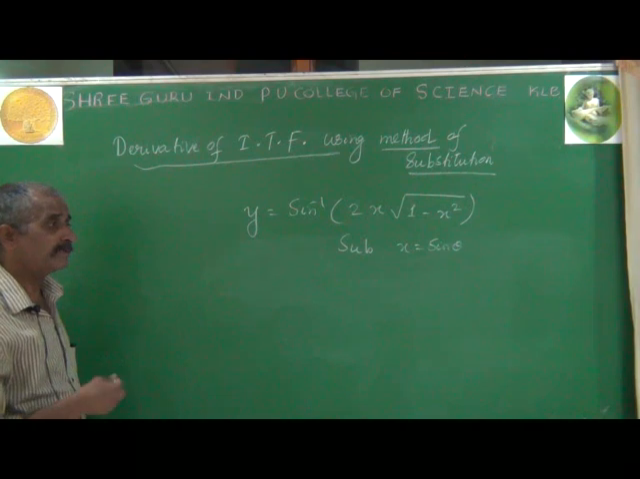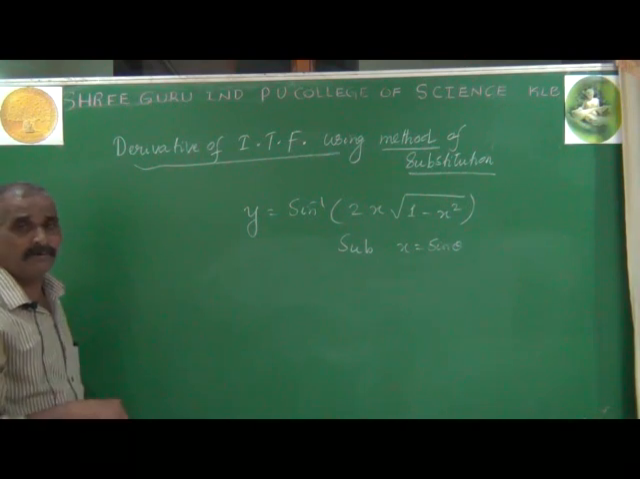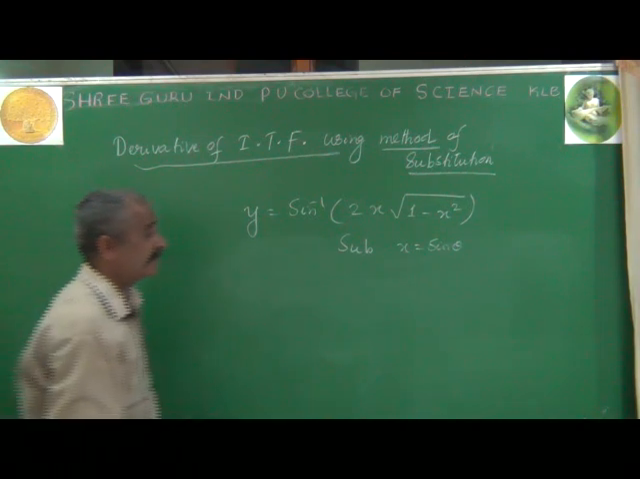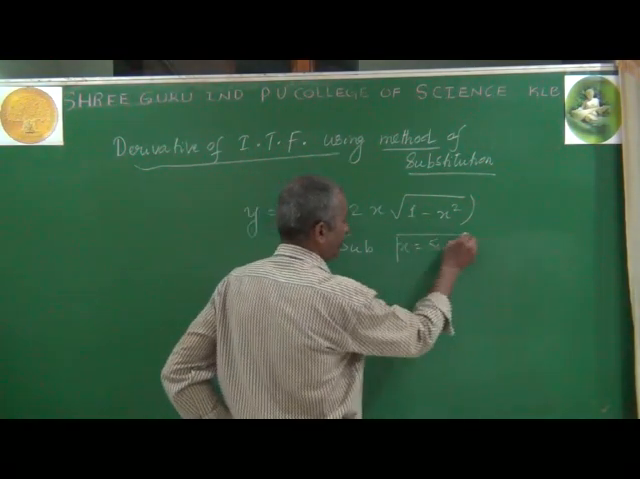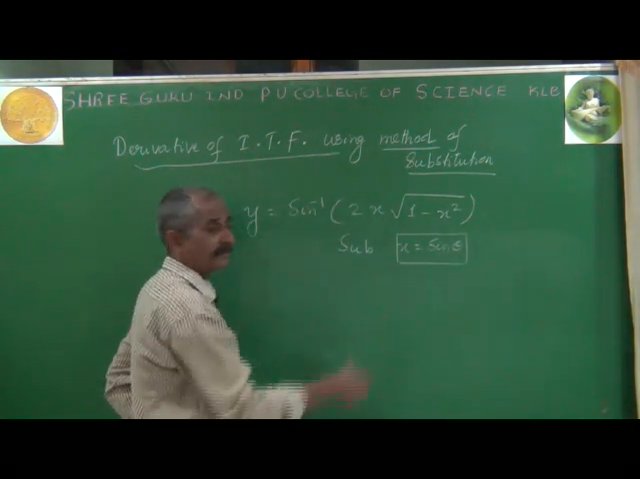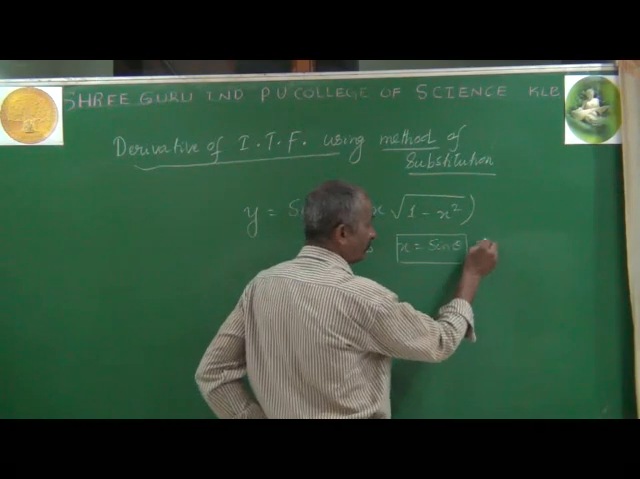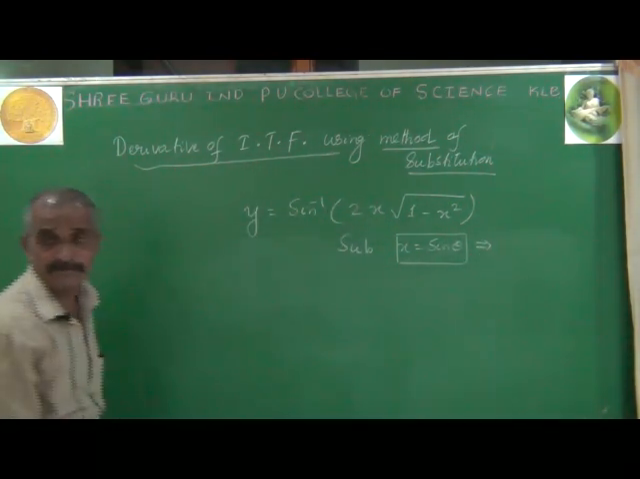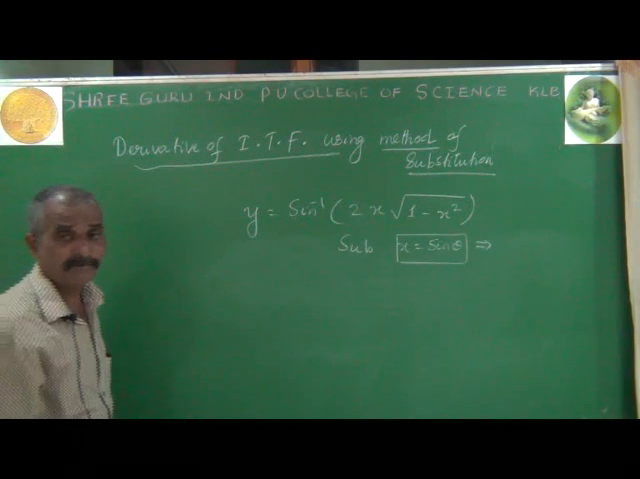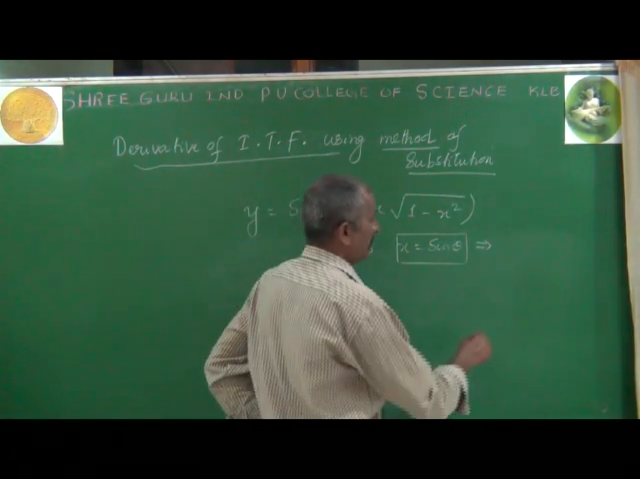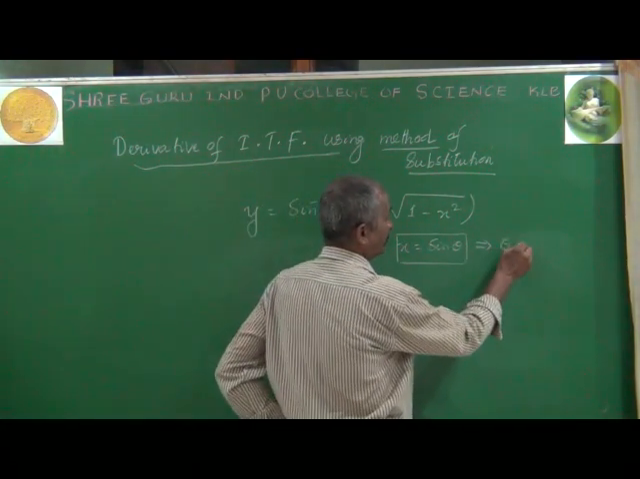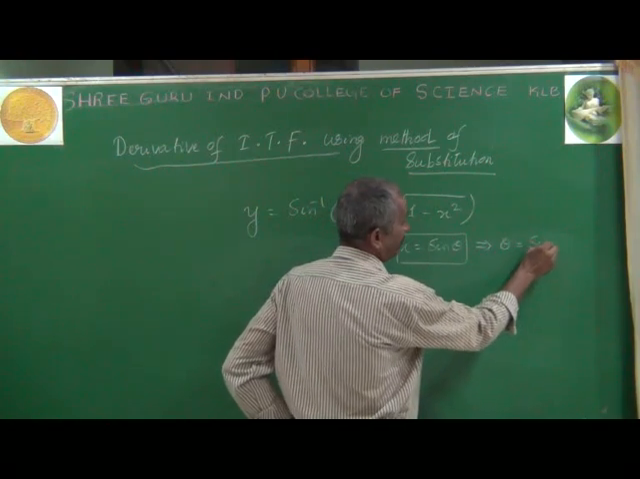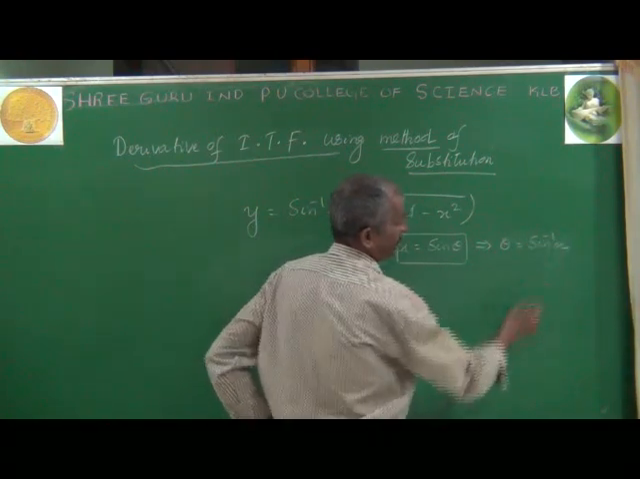Any variable can be set, but regularly we will have t or theta. After taking x equal to sine theta in the given expression, from this you have to get the value of theta compulsorily in terms of x. That means by definition of inverse trigonometrical functions, theta becomes sine inverse of x.